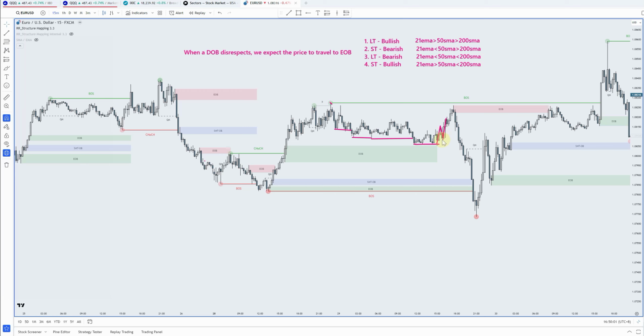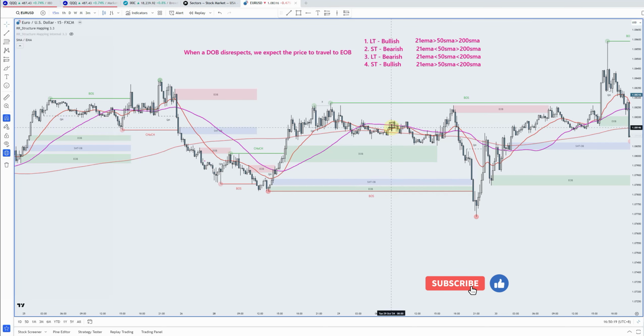But how will we confirm? We will confirm by adding an extra layer, which I explained to you. What is the extra layer? Turn on the moving averages, and we are in the shorter term bearish to longer term bullish again.